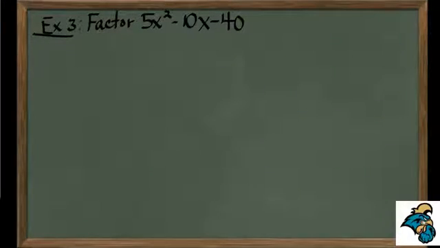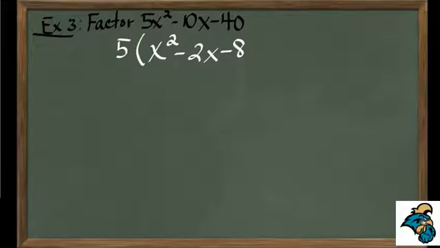Example 3, factor 5x squared minus 10x minus 40. If you remember, I said the first thing you always want to look for is a greatest common factor. So when I look at these 3 terms, I see that they all have a 5 in common. So I'm going to go ahead and factor out the greatest common factor, which in this case is a 5. That leaves me with x squared minus 2x minus 8.